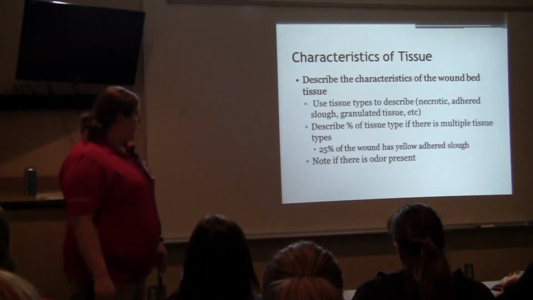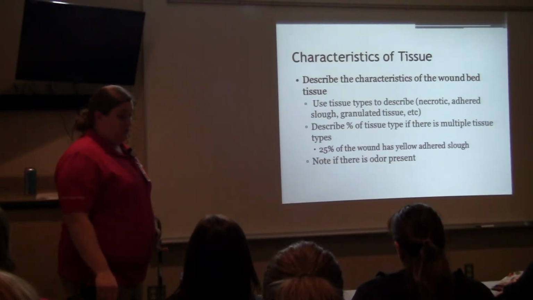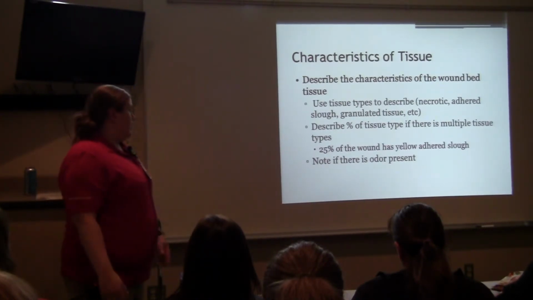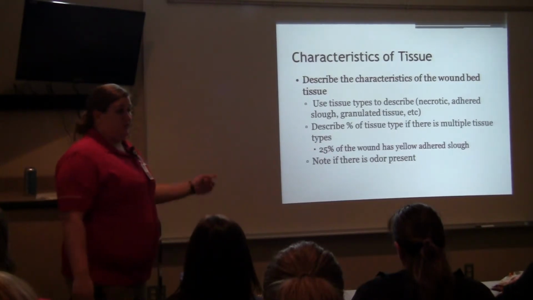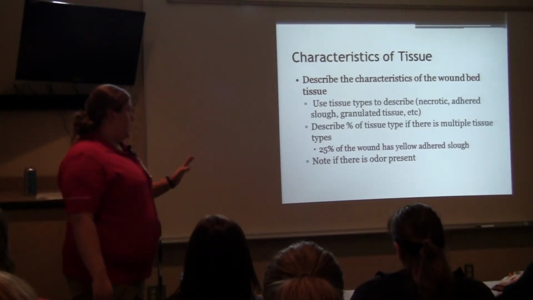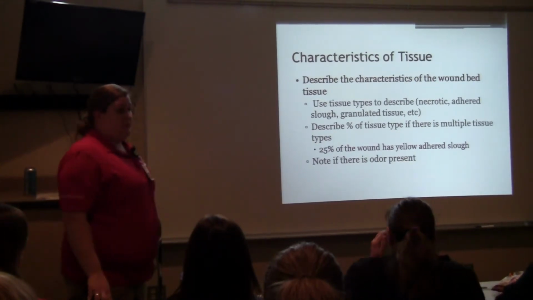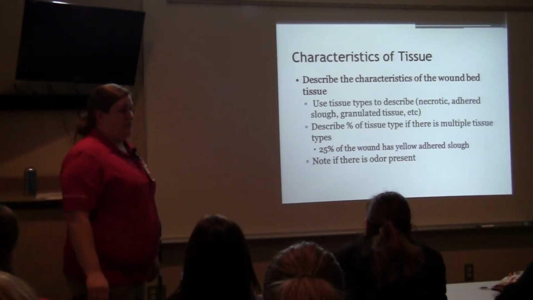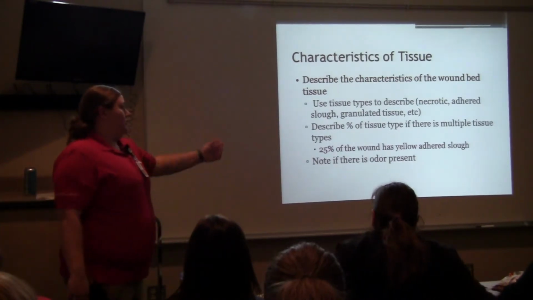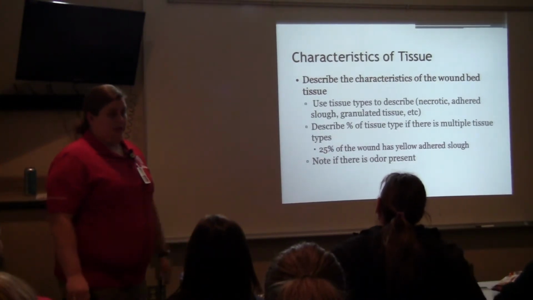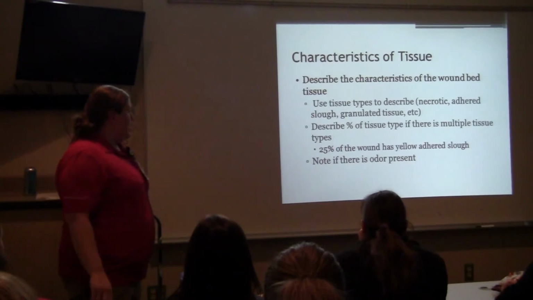So when you're looking at characteristics of tissue, you want to describe the characteristics of the wound bed. So is there slough present? Is there granulated tissue present? Everything that we just went over. If you can, describe the percentage of the tissue type. That's easier if you don't have multiple tissue types. If you have something that's 25% yellow adhered slough, you can say that.